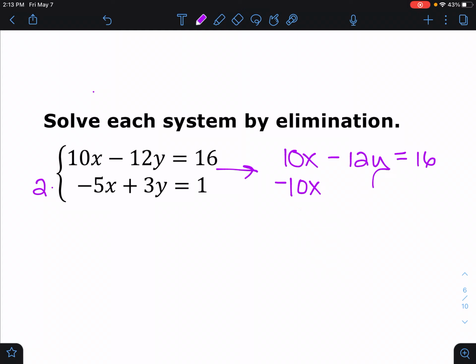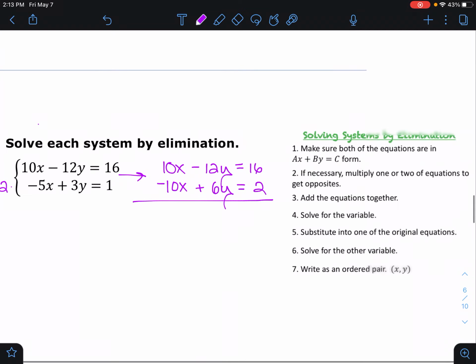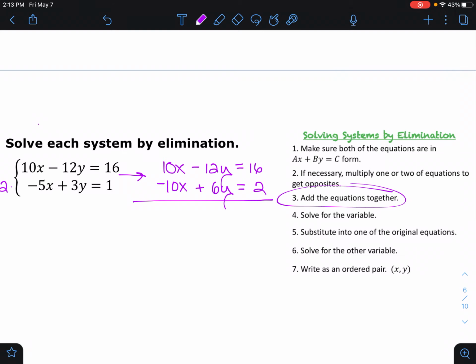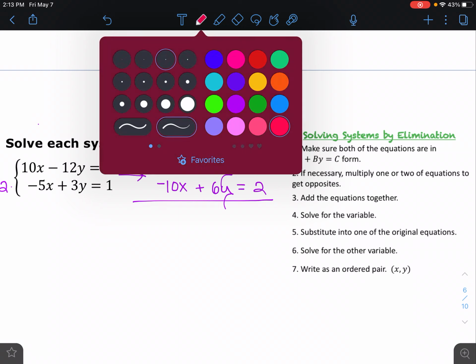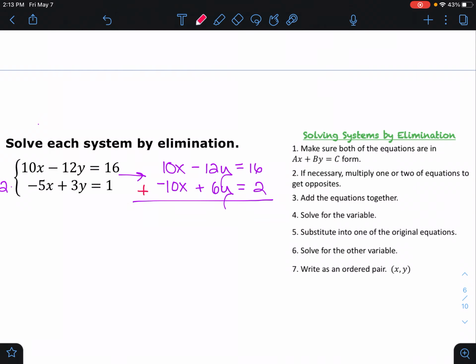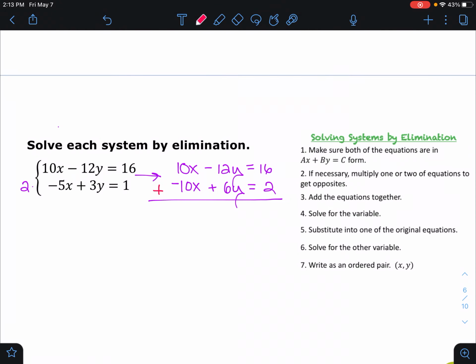All right, now we're going to do 2 times 3y. That's 6y. And then put my equal sign. And then don't forget this one either. 2 times 1 is 2. That's going to go here. Now I'm going to draw a line because the next step is we're going to add the equations together. I'm going to put a little plus sign in the corner here so I remember that I'm adding these together.